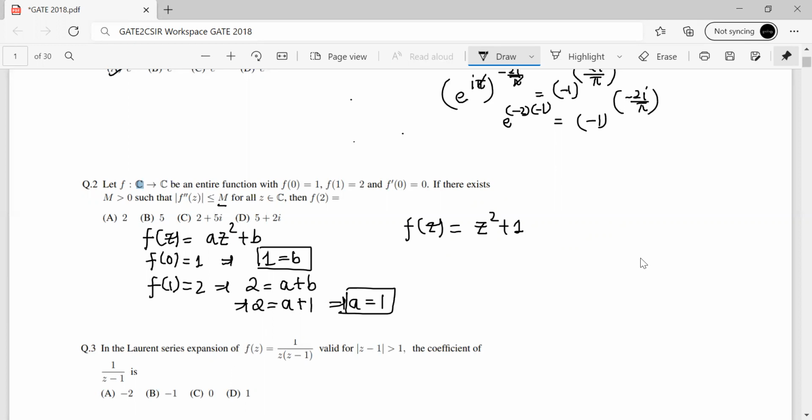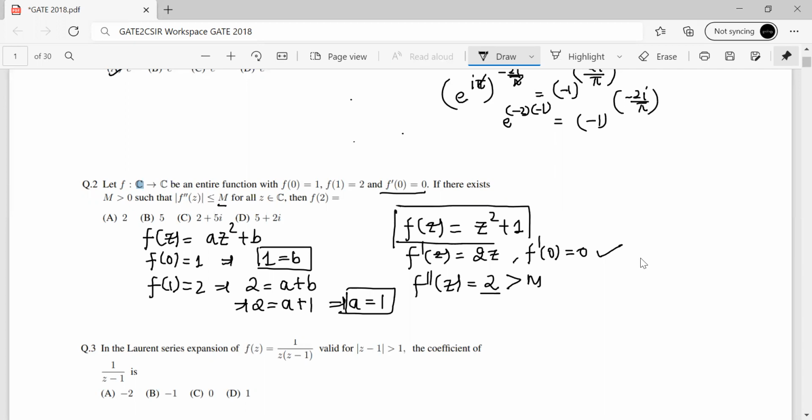All we need to see is whether f'(0) is 0 or not. If you notice, f'(z) equals 2z, and at 0, f'(0) is 0. So it's satisfied, and also f''(z) is 2, which is greater than 0. So this is your m. So we got this function f(z). Now what they want is f(2). So f(2) will be nothing but 5. So option B is correct.